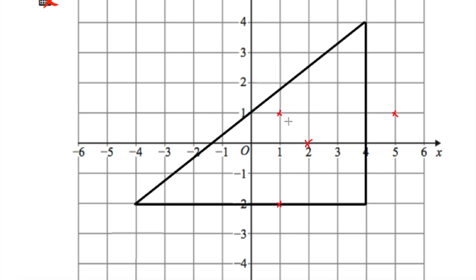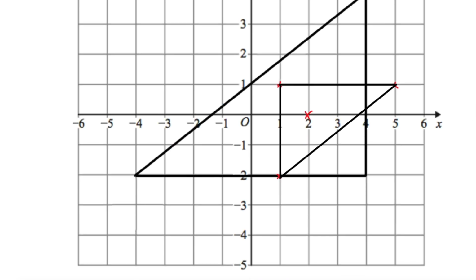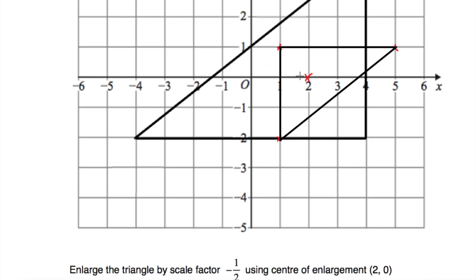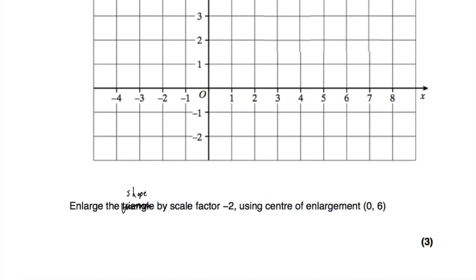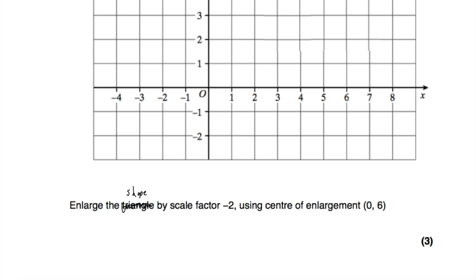So we've now got our 3 points. Let's join them up to make our triangle. So there, to there, to there. And that's it. We've enlarged the triangle by scale factor -1/2 using 2, 0 as centre of enlargement. Okay, let's have a look at our next question, question number 8. So we've got this trapezium, and the question says to enlarge the shape by scale factor -2 using centre of enlargement 0, 6.